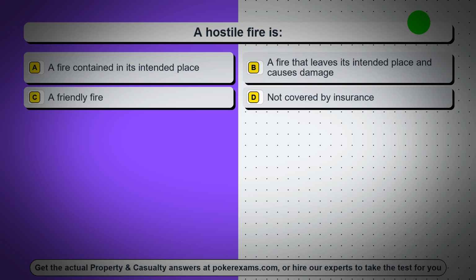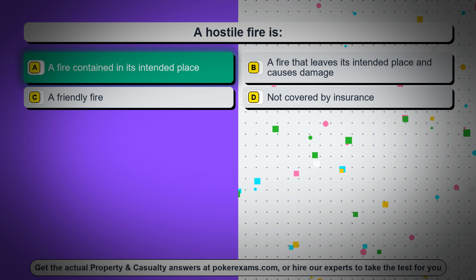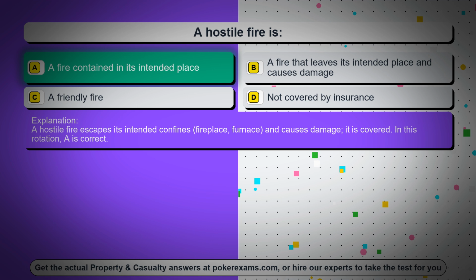Question 16. A hostile fire is: Option A, a fire contained in its intended place. Option B, a fire that leaves its intended place and causes damage. Option C, a friendly fire. Option D, not covered by insurance. The correct answer is option A, a fire contained in its intended place. A hostile fire escapes its intended confines, fireplace, furnace, and causes damage, it is covered. In this rotation, A is correct.